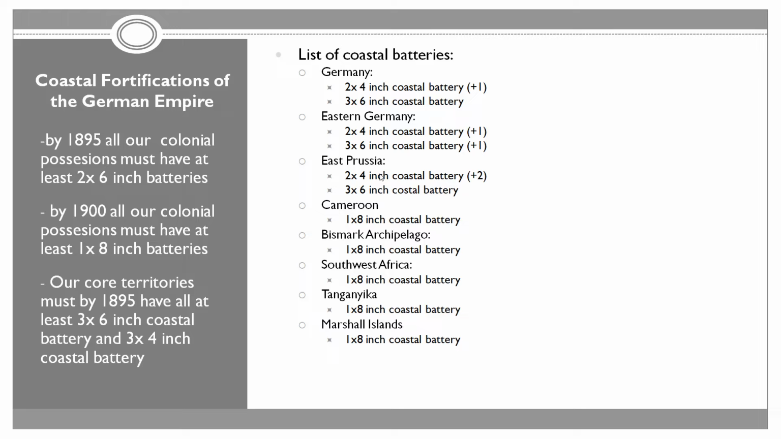When it comes to the coastal fortifications, we finished the first phase of our plan, and I'm actually probably going to give it a rest for a couple of years. I'm really happy with the coastal batteries that we have right now, and I would like to dedicate most of our money to building ships now. So both the core territories of Germany, Eastern Germany, and East Prussia are well defended, and the colonies each have one massive 8-inch coastal battery, so that is fine.